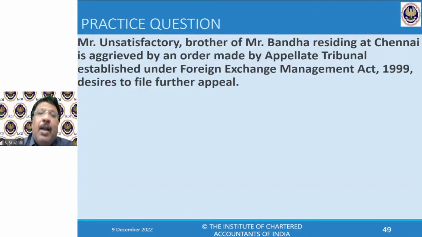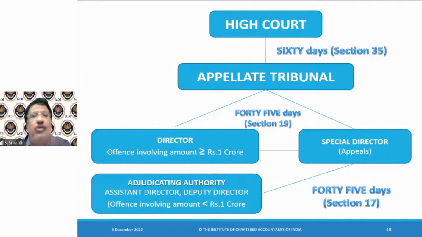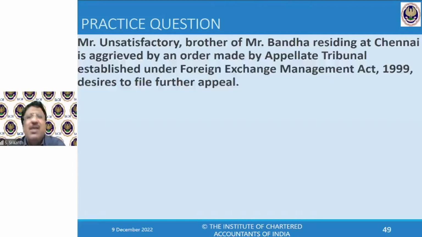Mr. Banda, Mr. Unsatisfactory, his name itself is unsatisfactory fellow, brother of one Mr. Banda, I think we met him, residing at Chennai, is aggrieved by an order made by the appellate tribunal and desires to file further. How to do that? Okay, that's all. It's a state theory question.